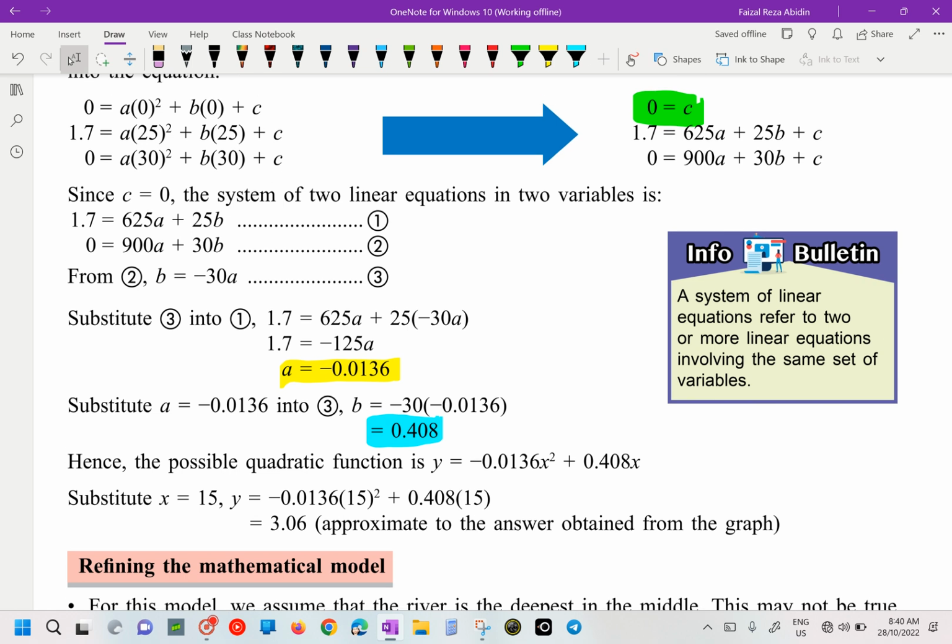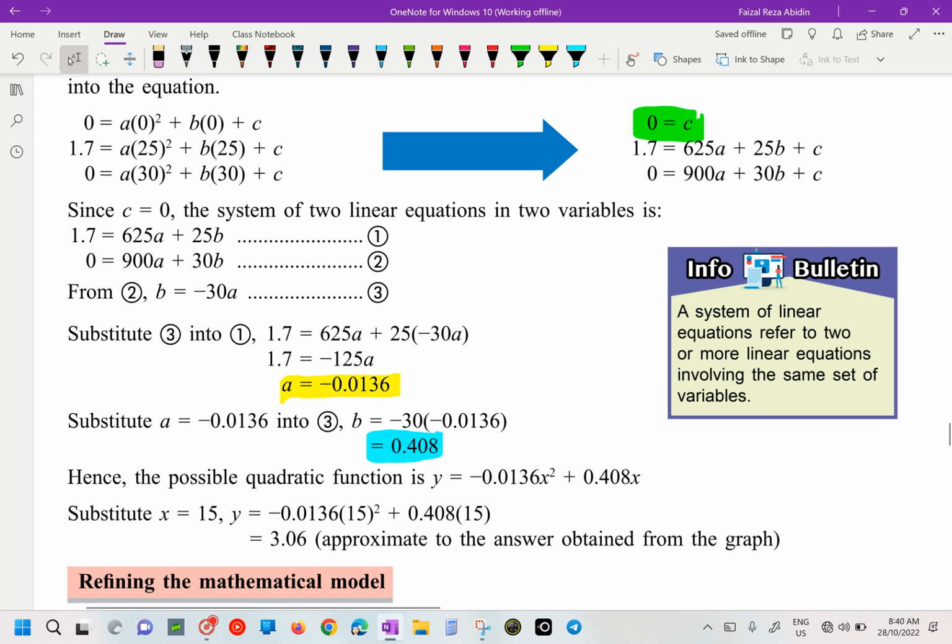Okay. Substitute x equals 15 into our substitution over here. y equals negative 0.0136 x squared, where that is A, plus 0.408, which is our B. Our C is not there because it is 0. Okay, so we substitute this with the value of x, 15.